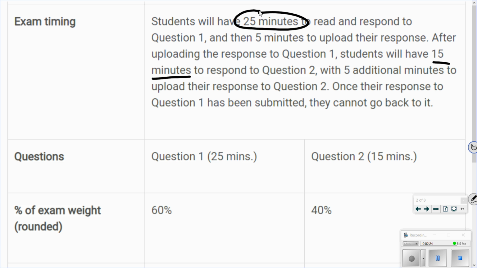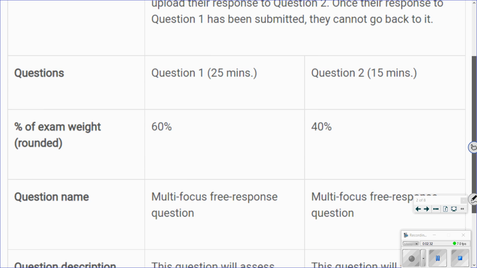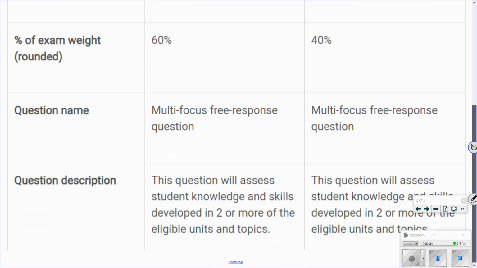So there's a breakdown there. Question 1, 25 minutes. Question 2, 15 minutes. The way they're weighting it, 60% will go to question 1, 40% will go to question 2. They're both free response questions. The description says the questions will assess student knowledge and skills developed in 2 or more of the eligible units or topics. It says the same thing for both of those.